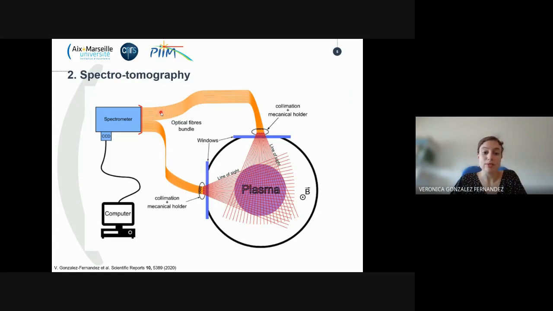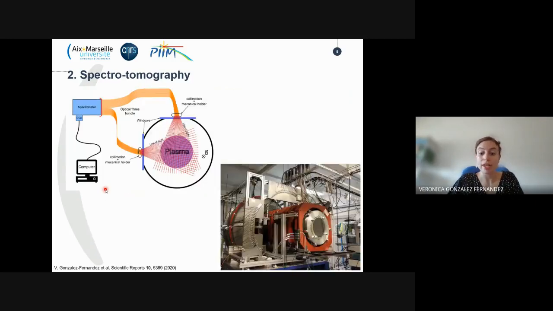Here you can see a transversal cut of this experiment. Here you can see the 2 windows and the 2 sets of optical fibers that collect all the plasma emission. These 2 fans of optical fibers send it to a spectrometer, and after that it will be computed. And here you can see a picture of the real experiment, the primary source, the plasma column, and the 2 sets of optical fibers.